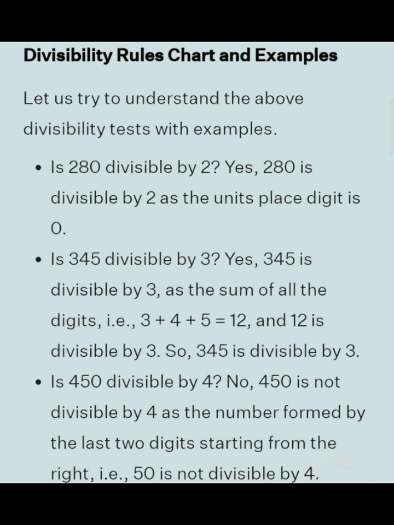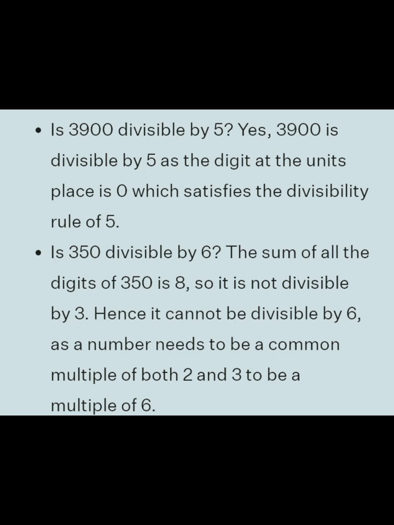Is 450 divisible by 4? Number 450 is not divisible by 4 as the number formed by the last two digits starting from the right, i.e., 50, is not divisible by 4. Is 3900 divisible by 5? Yes, 3900 is divisible by 5 as the digit at the units place is 0, which satisfies the divisibility rule of 5.